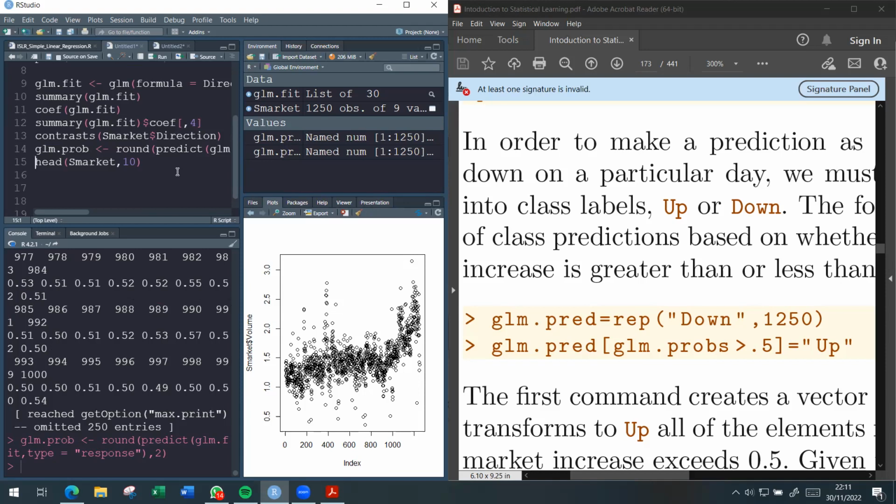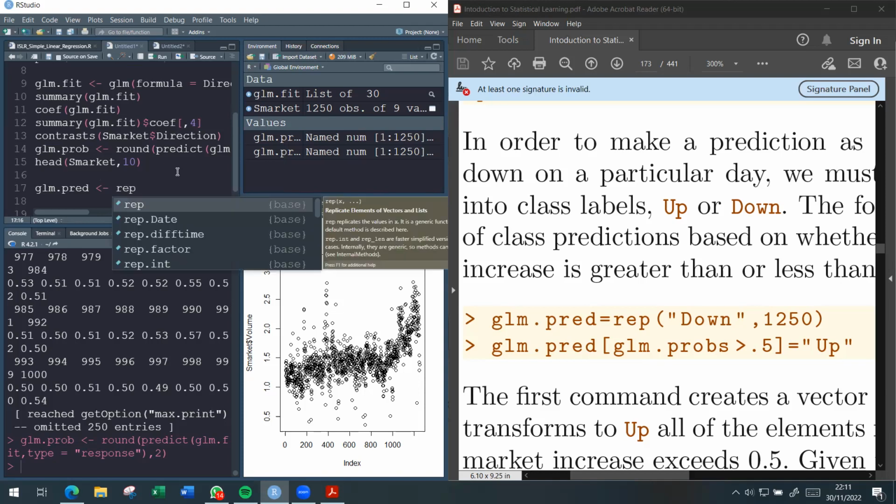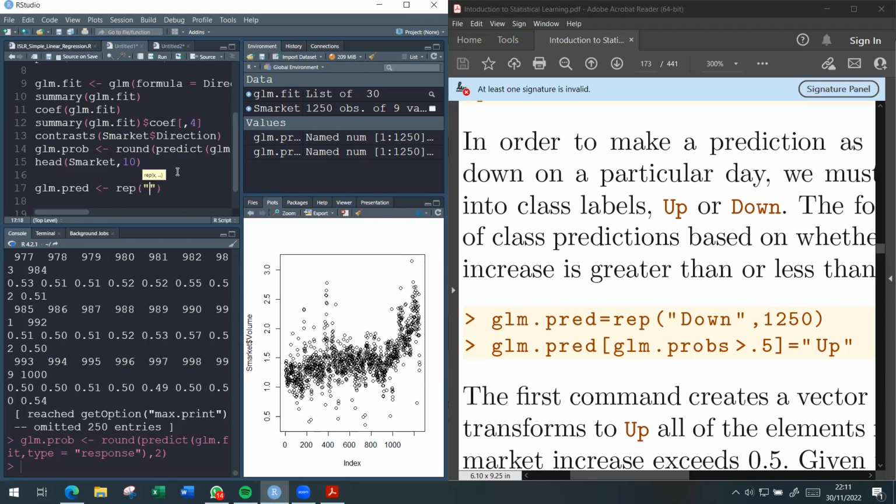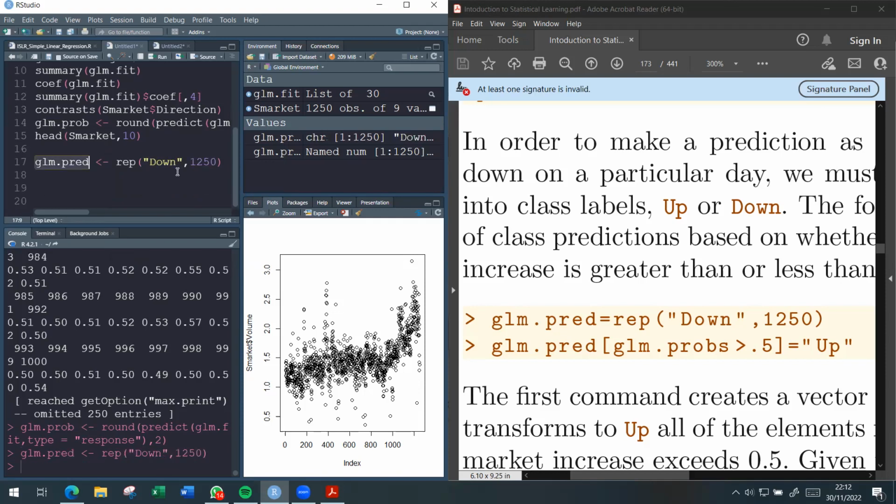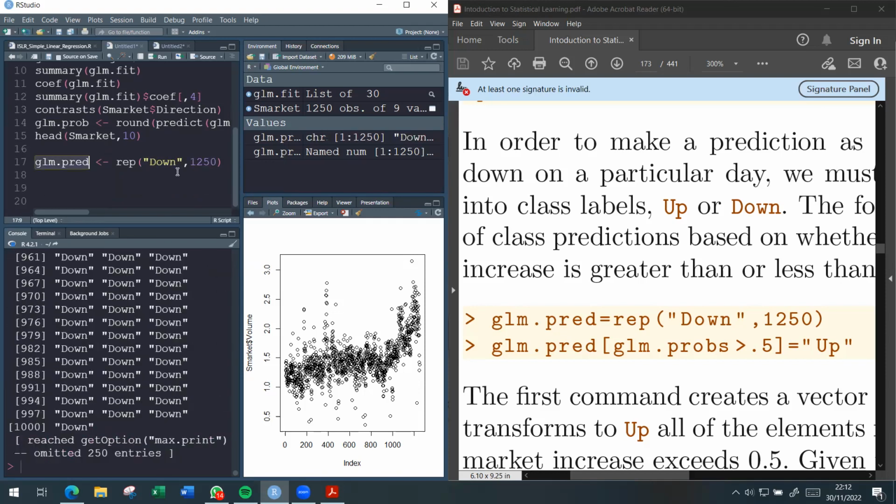Okay. We're now going to create a second vector. GLM predict is rep. I think this is just repeat and down 1250. So initially we just have this vector. This is just our first step. It's just all downs.